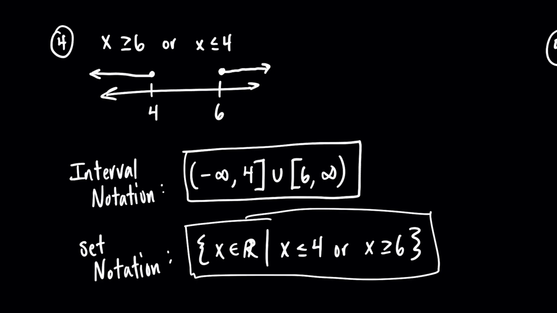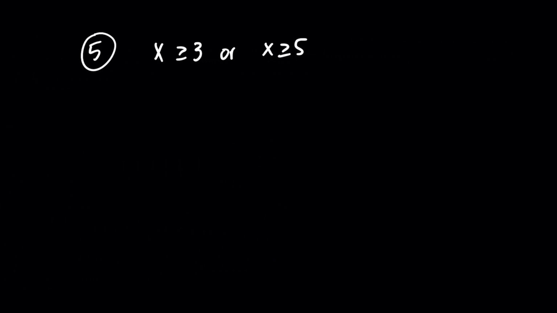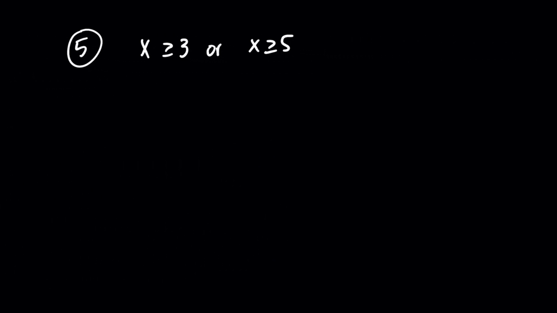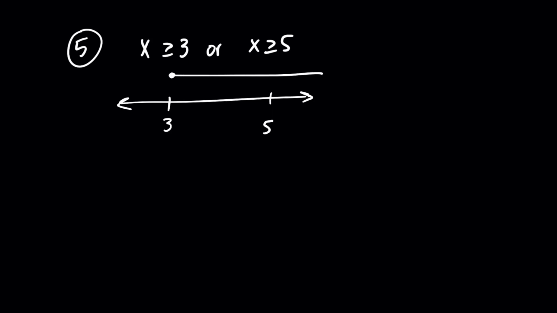Okay, so let's look at another example here. What if we had something like x is greater than or equal to 3 or x is greater than or equal to 5? Let's go ahead and draw a number line here. Here's 3, here's 5. And so we're trying to find all numbers that are either greater than or equal to 3, so I'll shade that first, or greater than or equal to 5. So anything that satisfies either one of these or both of them would work.